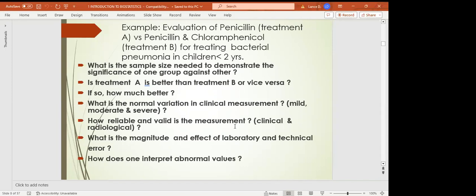Okay. Another thing we want to look at is, is one treatment better than the other treatment? If so, how much? And then we'd probably even go on to ask why. Let's look at another example. If someone has, say, let's use COVID-19. Someone had COVID-19, right?